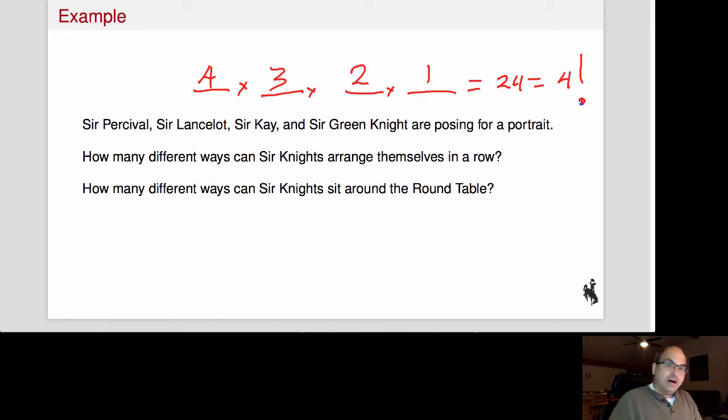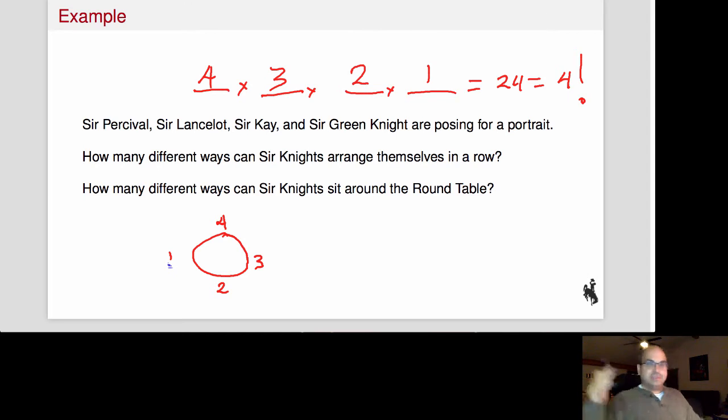All right, now what about around the round table? Here's my round table. Assume that it is perfectly round, okay? And what I'm going to do is, well, here I can pick 4, right? And then I can pick 3 of them to be here, and then I can pick 2 to be here, and 1 to be there. So it's the same answer as 4 factorial, right?